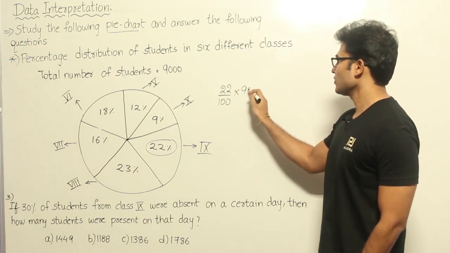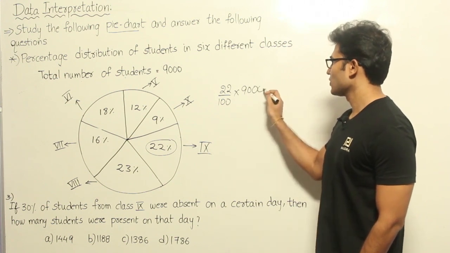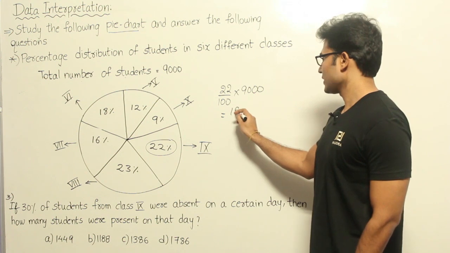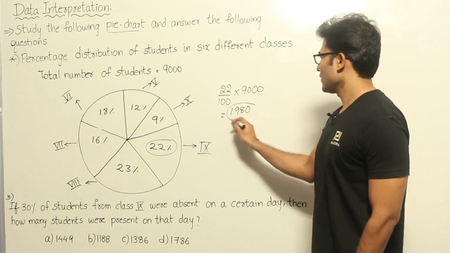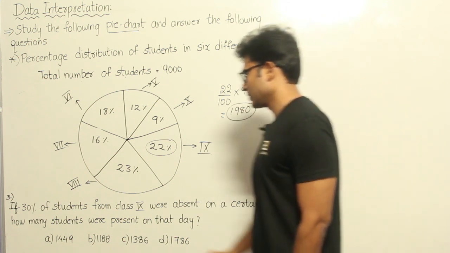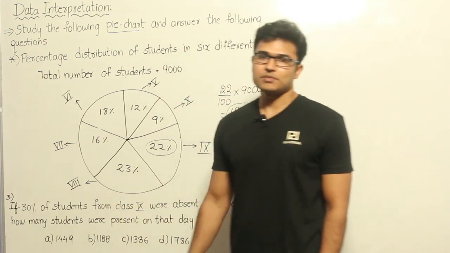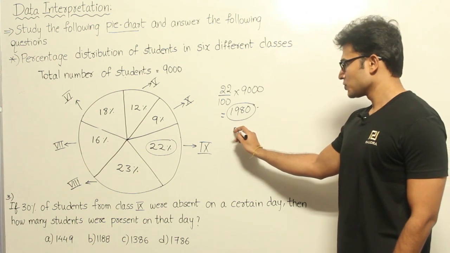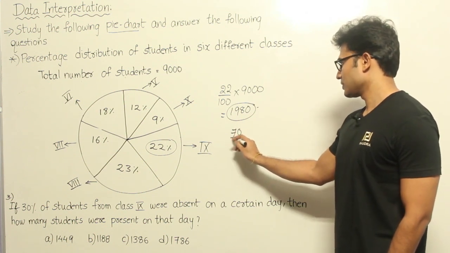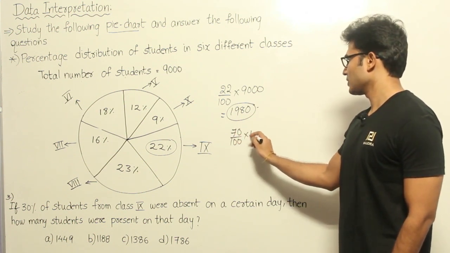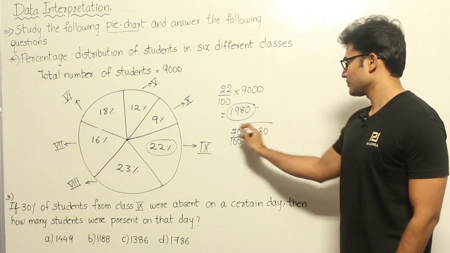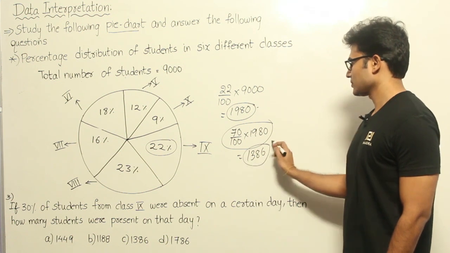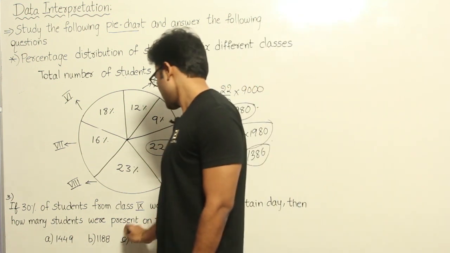22% of 9,000. So this is the strength of class 9. So this is 1980. Now out of this total students, they are saying that 30% of the students are absent on a day. Then how many students were present on that day? Now the number of students who are present will be 70%, which means 70 by 100 into 1980. Now this one is going to be 1386, right? So the answer is C.